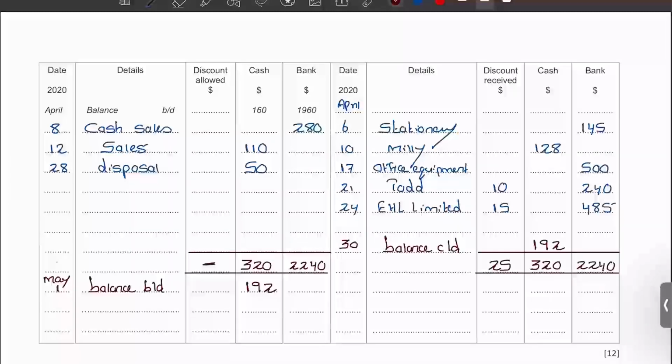2240 minus all these figures. Okay, 2240 minus all the figures and see if you are getting 870. That 870 is going to be the balance CD. On the same line you can enter 870. Opposite side below the total, enter the balance BD, which is going to be 870. So enter 870 over there.